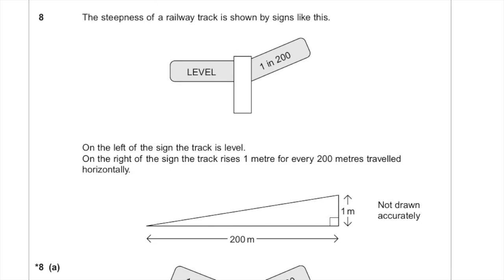Question 8. The steepness of a railway track is shown by signs like this. On the left of the sign, the track is level. On the right of the sign, the track rises 1 metre for every 200 metres travelled horizontally. Essentially, what we're saying here is that on the right-hand side, the gradient, as indicated by this diagram here, is equal to 1 over 200.